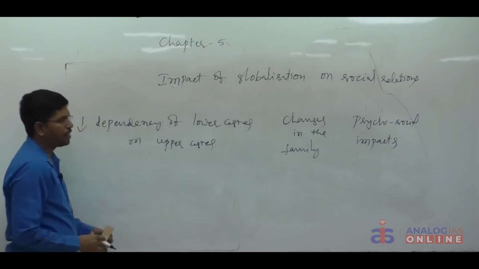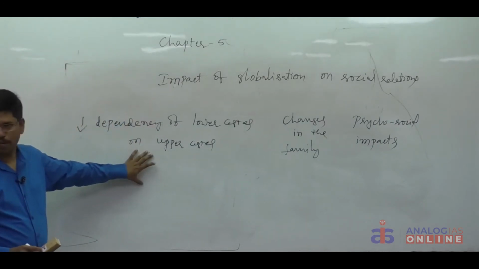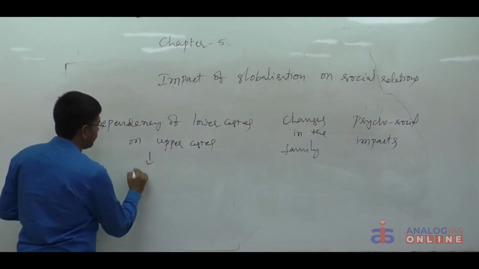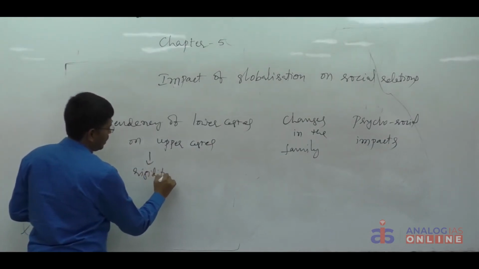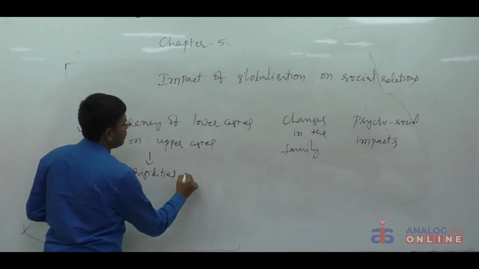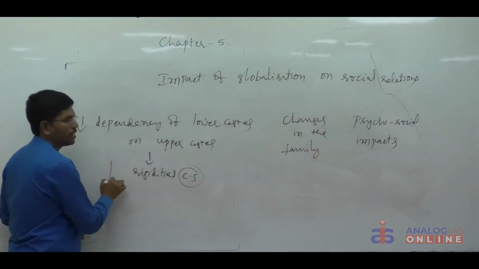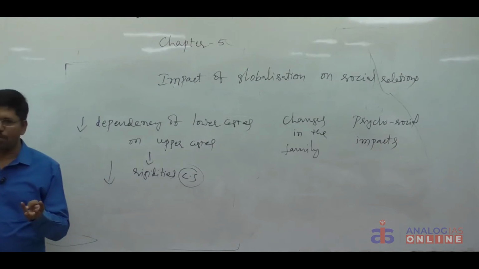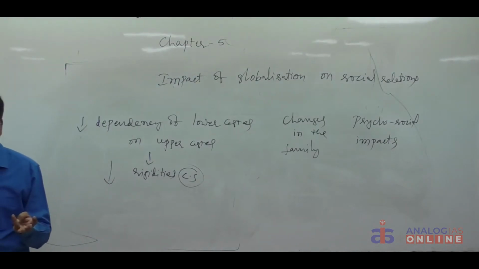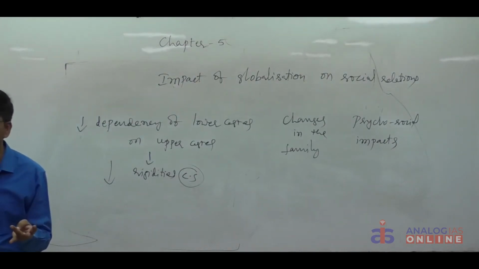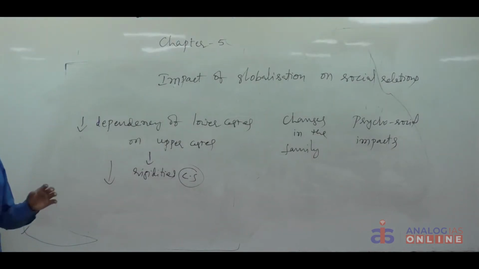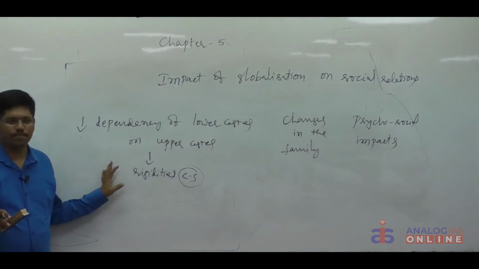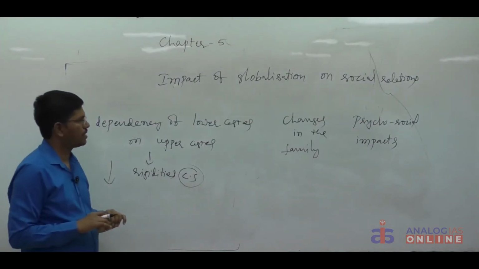Because of the decrease in the dependence of the lower caste on the upper caste, the rigidities associated with the caste system are decreased. That means occupational restrictions were relaxed. The disabilities imposed on the lower caste were decreased. The commensal taboos were relaxed. Endogamous restrictions were relaxed. That's why the rigidities associated with the caste system were relaxed or decreased.